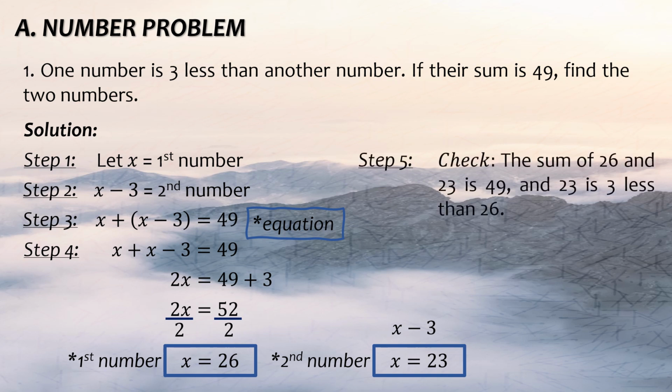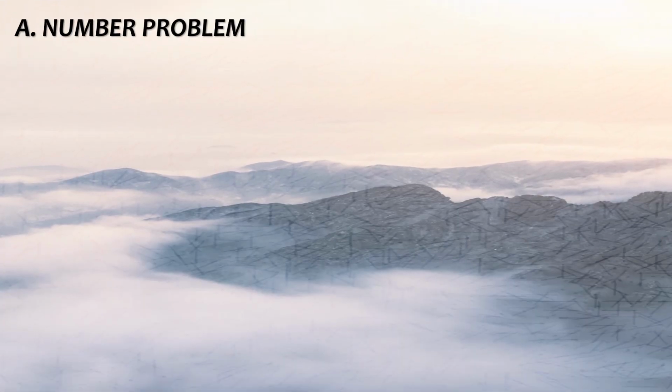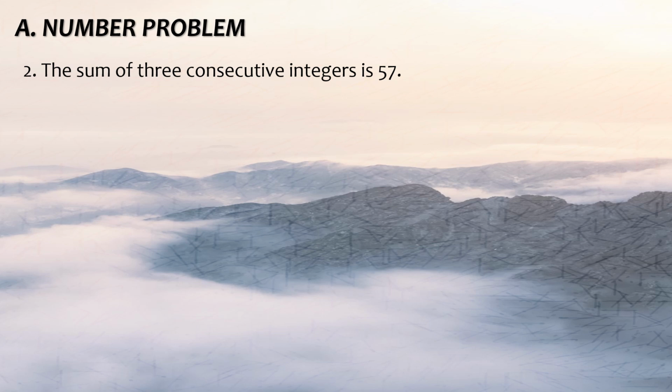Step 5, to check: the sum of 26 and 23 is 49 and 23 is 3 less than 26. Another example for the number problem: the sum of 3 consecutive integers is 57. So for the solution, let's have the step 1. Sabi dyan, ang sum daw ng tatlong magkakasunod na number ay 57.